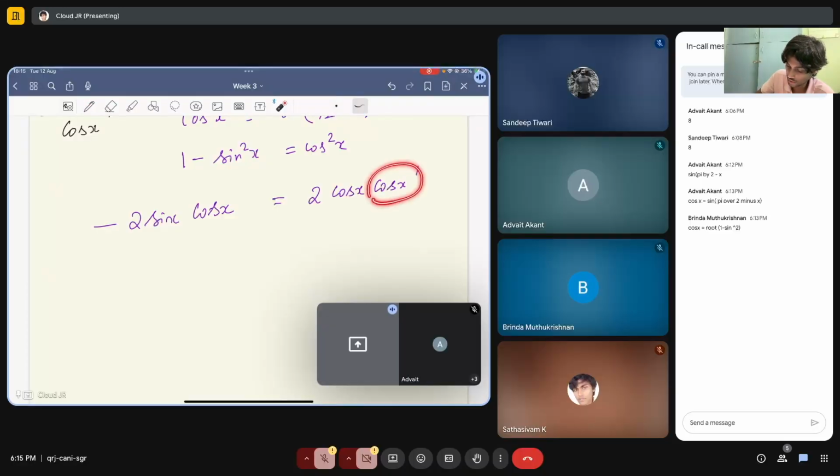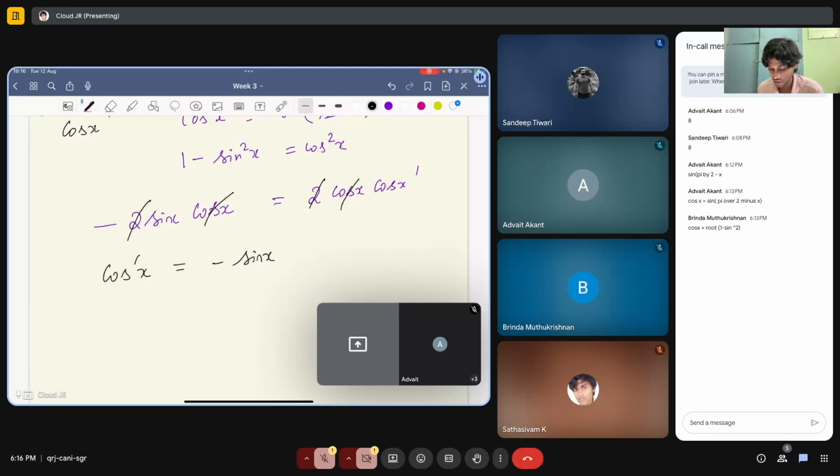So I don't know what this is, but I know the rest of the things, right? So now let's cancel out whatever we can cancel out. So 2 I can cancel out, and cos x I can cancel out. Okay. So once you cancel out, what you got is cos prime x equal to minus sin x.